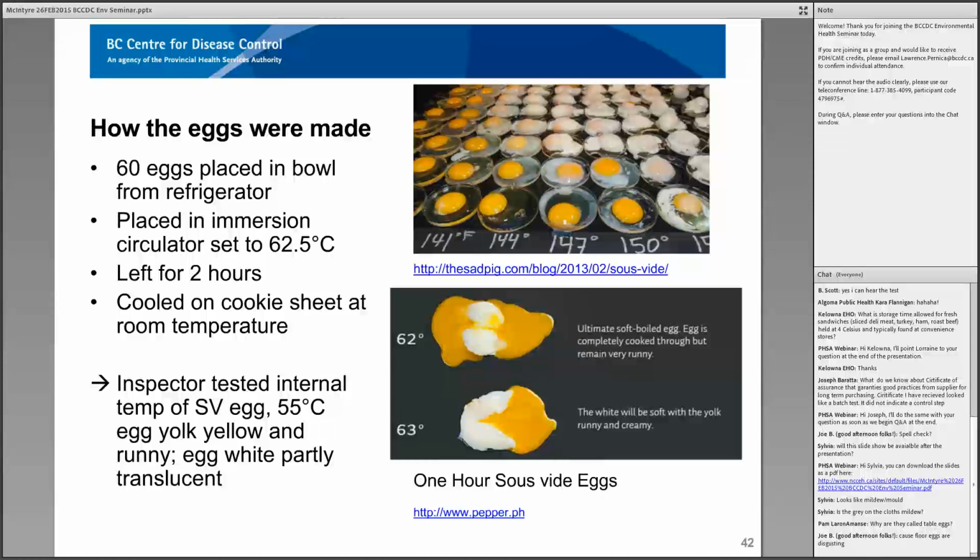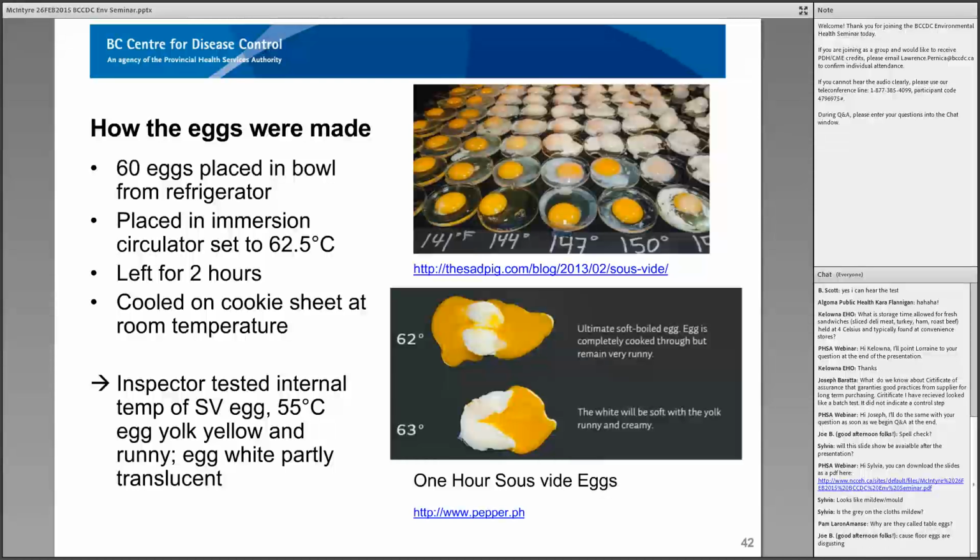So I found some more pictures on the internet. At the bottom right, you can see what a properly cooked sous vide egg at 62 or 63 Celsius should look like. So the yolks might still be quite yellow and runny, but the whites are completely cooked. And on the top chart, although I don't have the y-axis here to tell the time, and I wasn't able to find it on the site, I think these are probably 10-minute intervals.